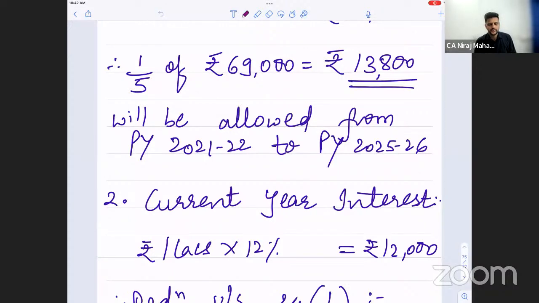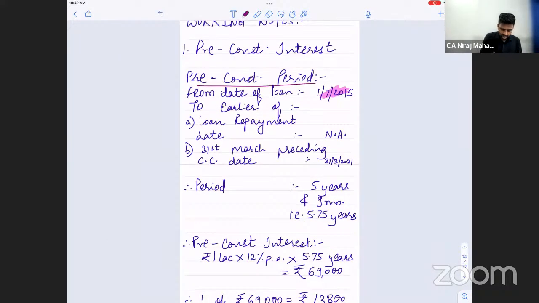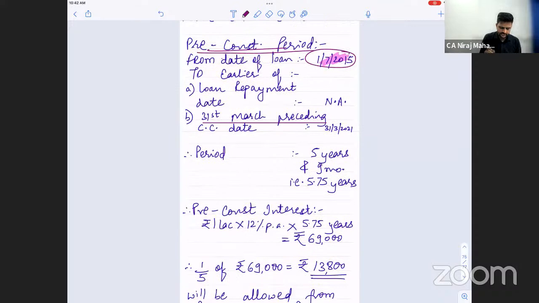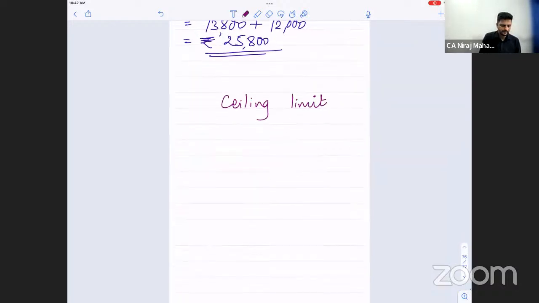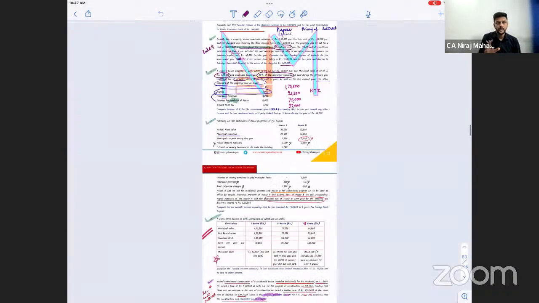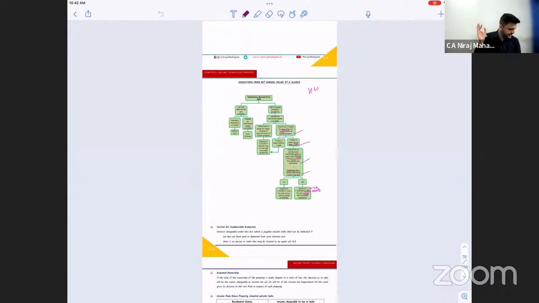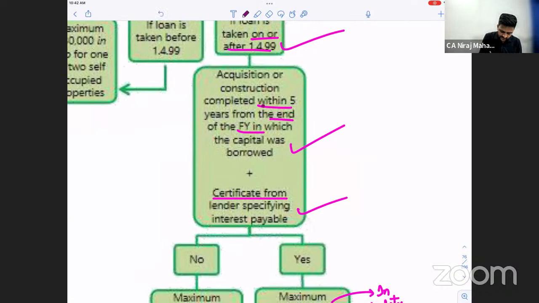Nitin, there are two concepts. This is your pre-construction period. This starts from this date till 31st March before the construction completion date. That is one concept. Don't write down the ceiling limit here. To check the ceiling limit, that is one of the conditions of the law. If you want 2 lakhs, then all those conditions should be satisfied. If not, you'll get a ceiling limit of 30,000. And one of them is acquisition or construction completed within 5 years from the end of the financial year in which loan was borrowed.